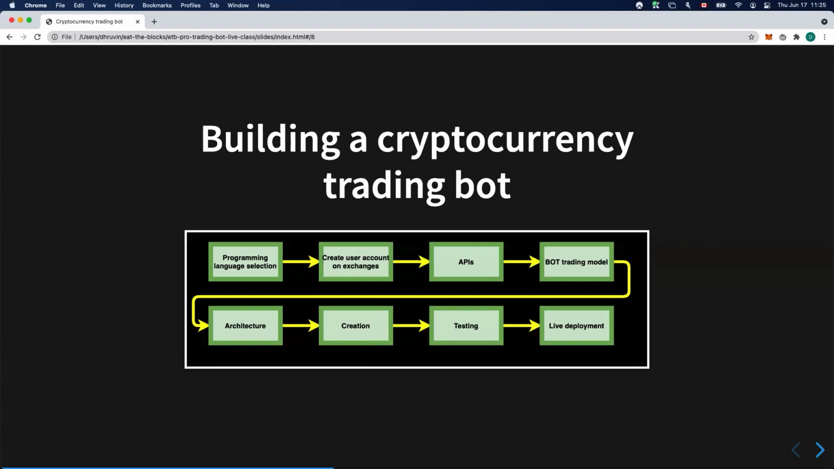Then comes the bot trading model, wherein you decide what sort of strategies you want to keep. You may want just one strategy or multiple strategies, and the strategy may be scheduled at some point in time, or you may want to trigger it manually. All that comes under the bot trading model. Then, based on our requirements, we architect the bot, start creating it by coding, and once we are done with that, we test.